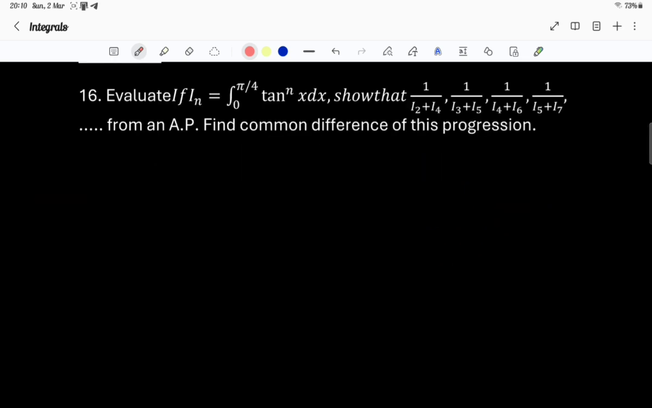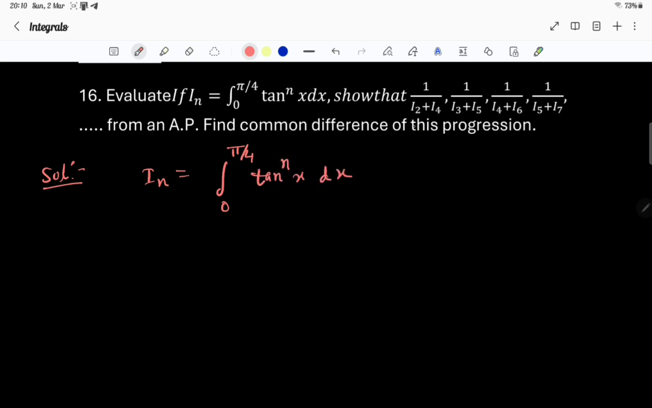Now question number 16. Question number 16, In is given. In is an integration. In is this type of question. Now see students, this question will not come, this type of questions will come. So In, the nth integration, is given from 0 to pi by 4. This is a definite integration, tan to the power n x dx.